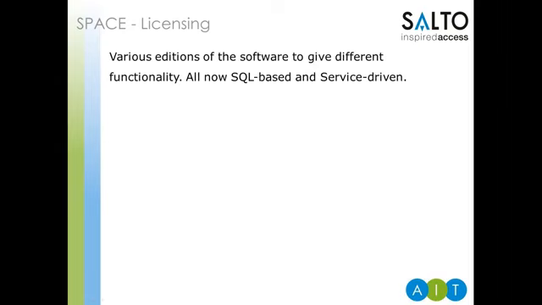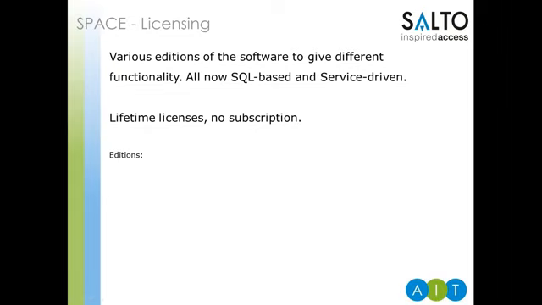So Salto has changed the licensing model to give more options to the software rather than restricting the numbers of doors or users. All the software is now based on the same database architecture. It's all SQL based, and it's all service driven, meaning it can just be installed once and then left to run in the background. Exactly as before, license purchase is a one-off. They don't require an annual subscription or renewal.